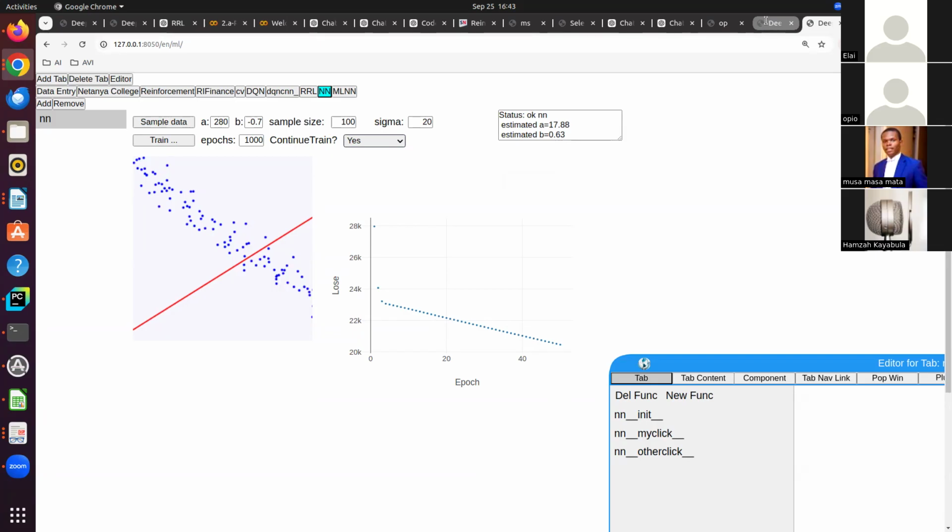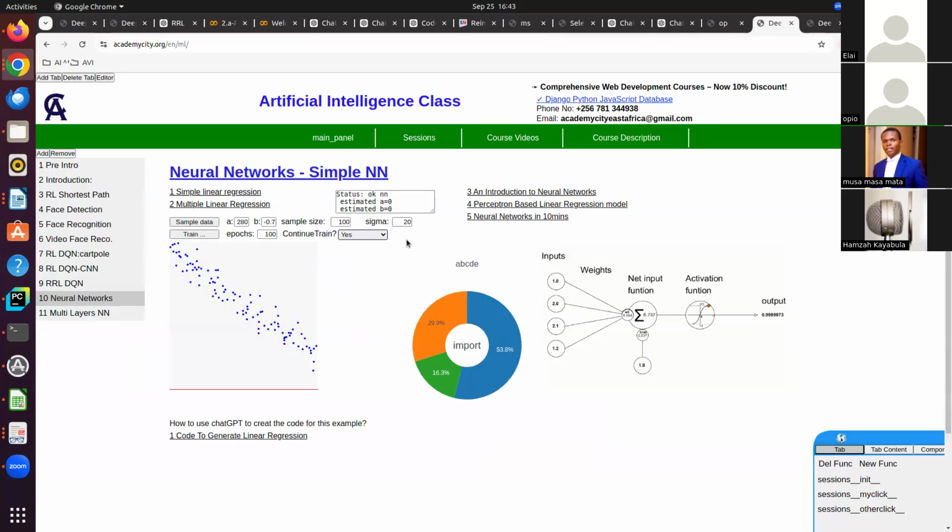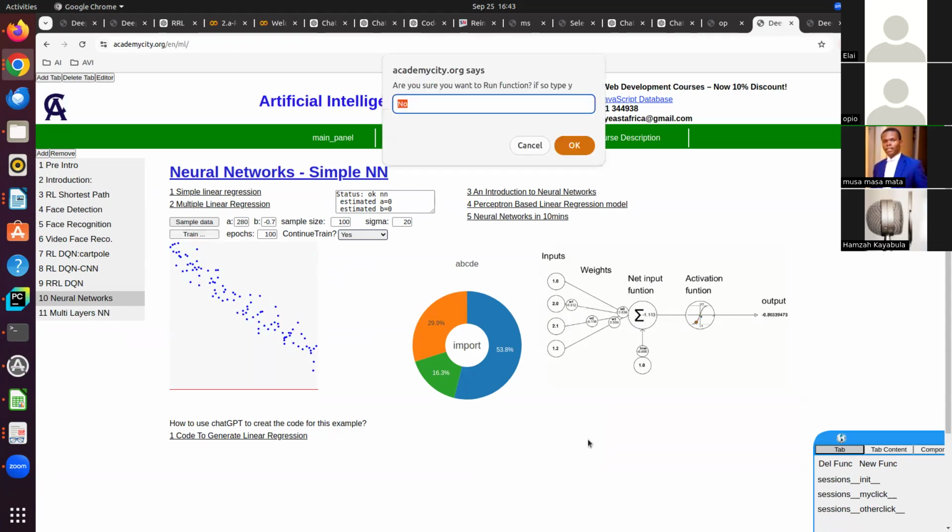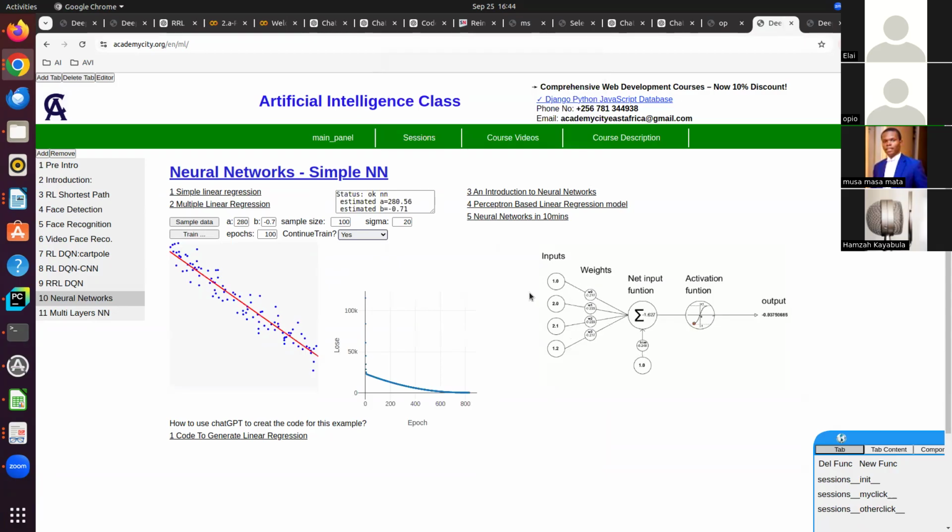Same example, I uploaded it to the server. So let me run the training, and you will see it shows almost exactly, very close to the real one. You can tell it found out that it should be 280.56 and minus 0.71. This is very close to the real one.